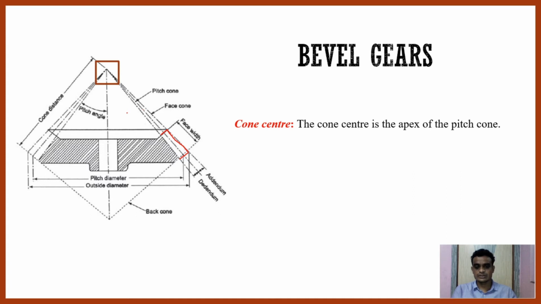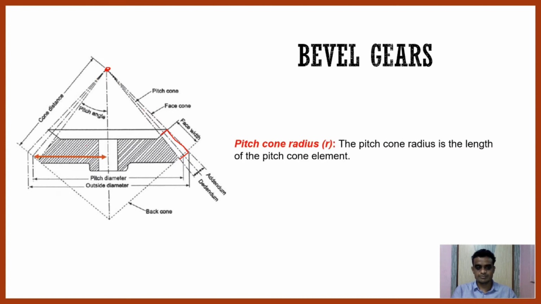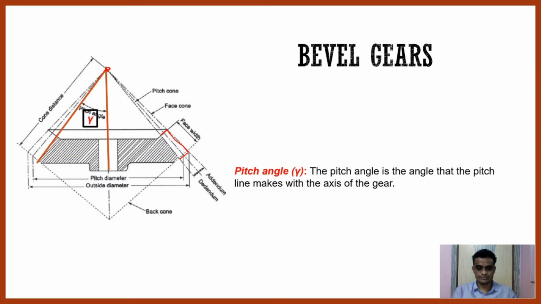Next one is the cone center. This is the cone center, which is the apex of the cone. Next one is the pitch radius. You will find this is the pitch radius, or this is the total diameter. Every time we are interested in the radius only. Next one is the pitch angle. The angle made by the pitch cone with the center of rotation is the pitch angle. This is the included angle gamma, and this total angle is 2 gamma.